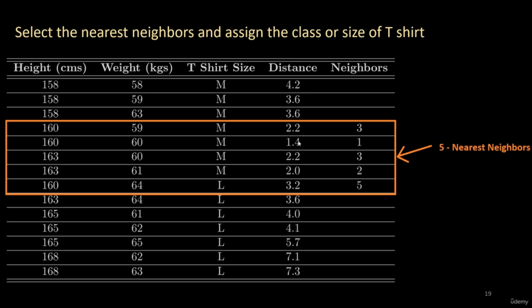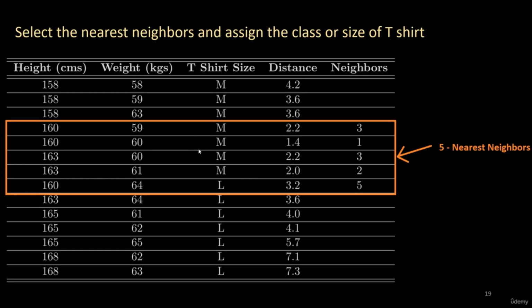So this is the closest point, then this point, then these 2 points have the same distance. So that's why we call it 3, or we can also call it 3 and 4. And this is our 5th neighbor. So based on the 5 nearest neighbors, let's check the labels and decide on the basis of majority voting.